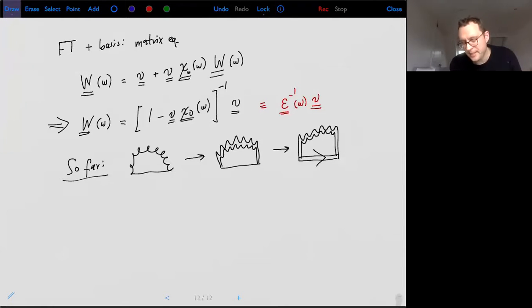You also replace the bare Green's function by an interacting Green's function. And then this one diagram actually represents an infinite, actually two infinite series of diagrams. And basically this is the diagram that we try to evaluate in GW. So this is the GW Feynman diagram.